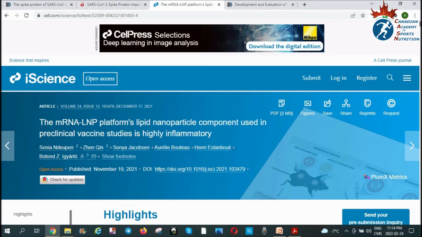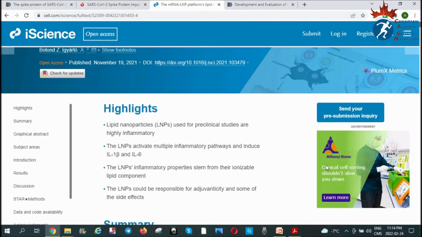Article number 3, which has been published in iScience: the mRNA LNP platform's lipid nanoparticle component used in preclinical vaccine studies is highly inflammatory. This article has been published on November 19, 2021, and I'm going to read the highlights for you. Lipid nanoparticles used for preclinical studies are highly inflammatory. The lipid nanoparticles activate multiple inflammatory pathways and induce interleukin 1 beta and interleukin 6. The lipid nanoparticles' inflammatory properties stem from their ionizable lipid component, and the lipid nanoparticles could be responsible for adjuvanticity and some of the side effects.